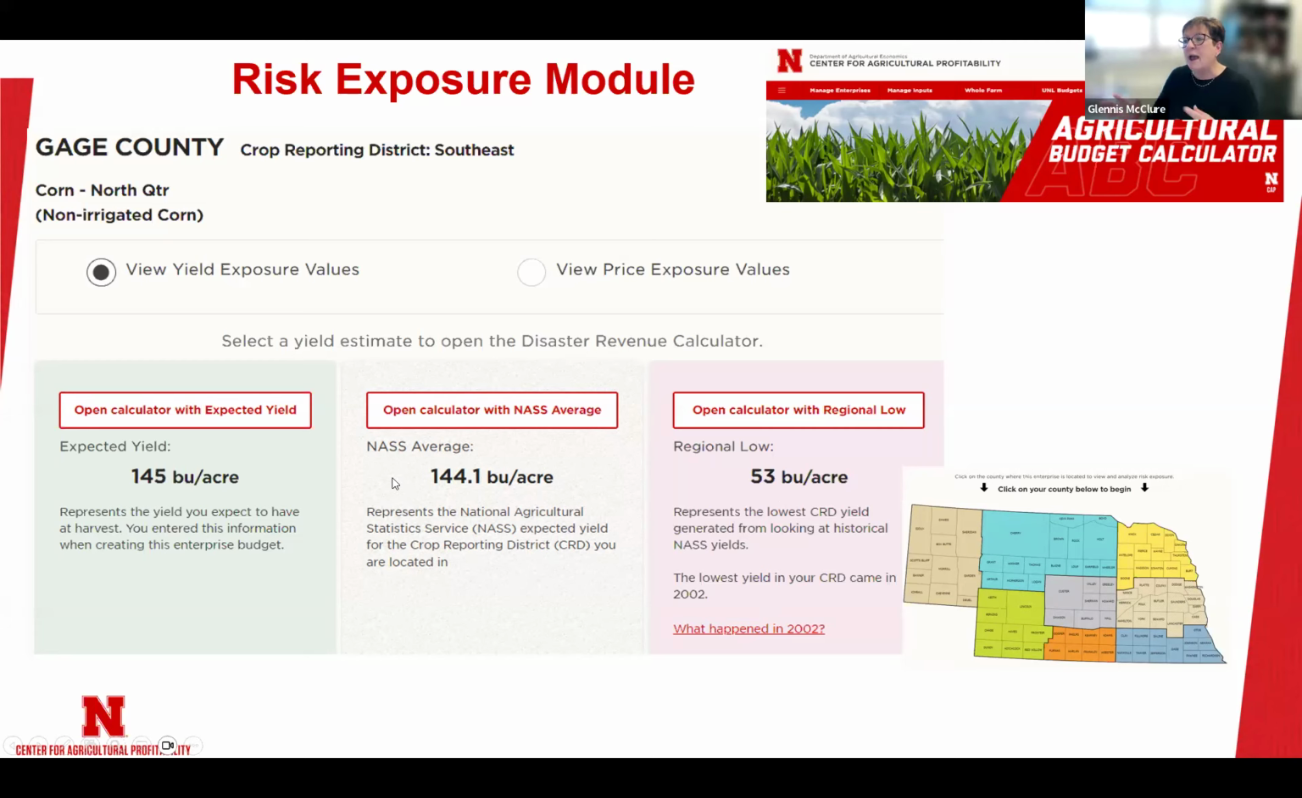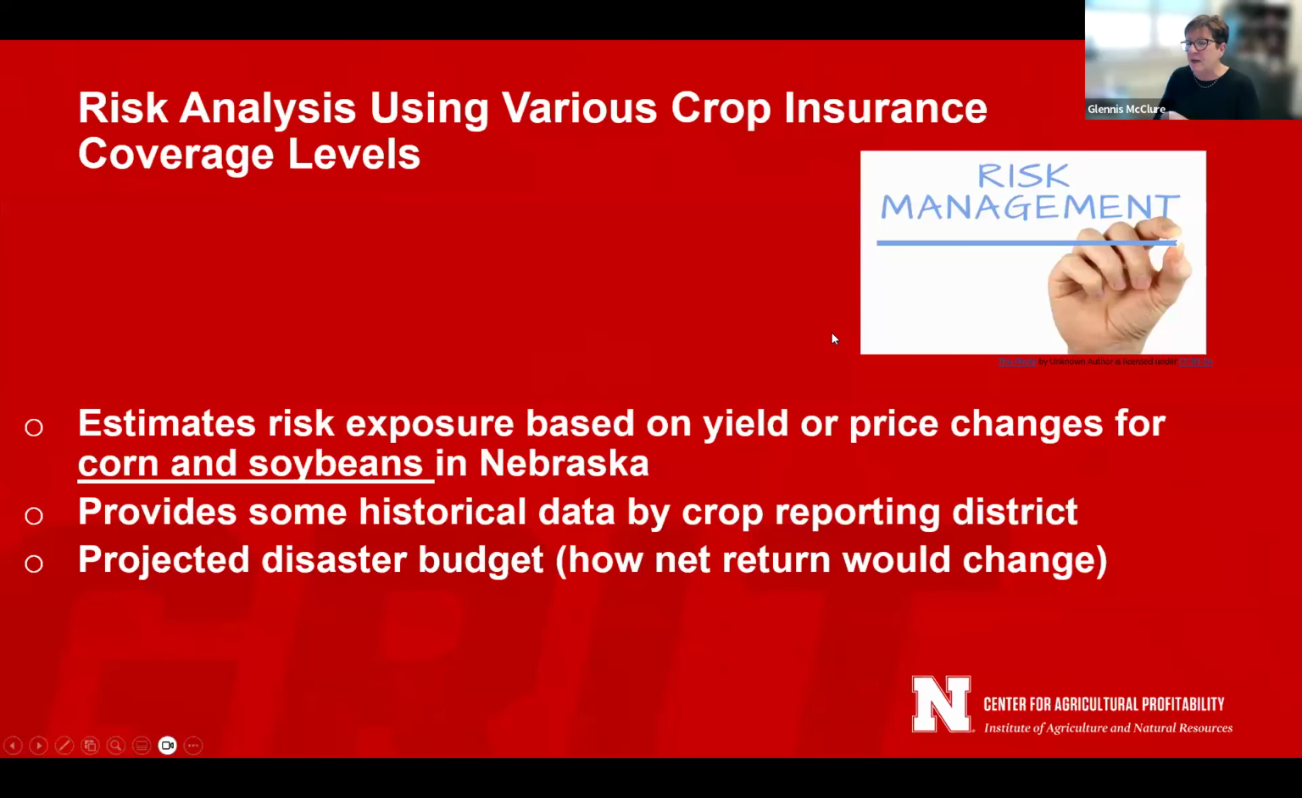You can switch between our yields and our price exposures and so on. So when you work through all the numbers, you can see what your original plan would be. Let's say I've got 145 bushel yield projected, and things are going to be what I would say is normal. And let's say you can plug in that I end up with 80 bushels and I've chosen a 75% coverage. What does that look like? What is my risk exposure then? And so that's how that module works.